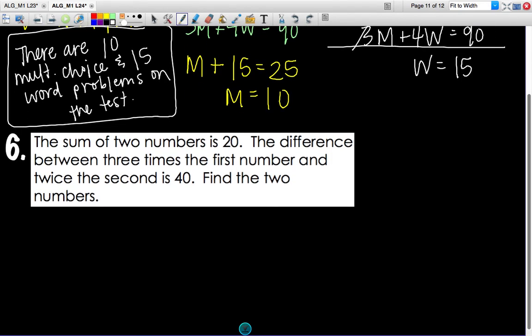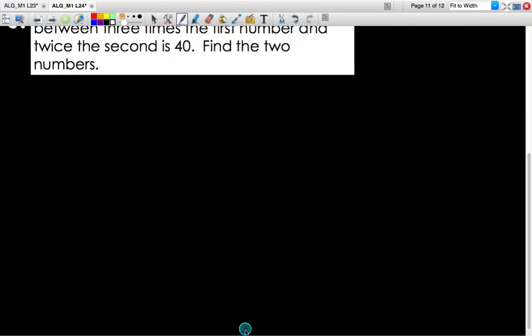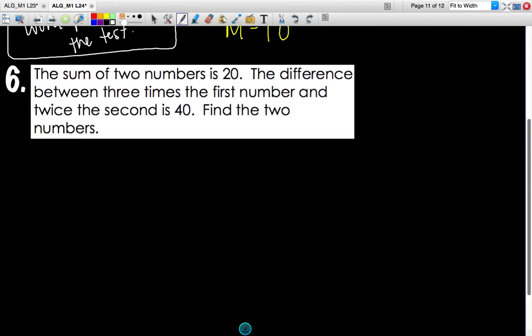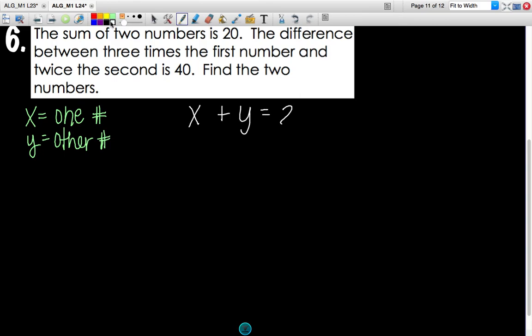Let's look at number 6 here. The sum of two numbers is 20. So this is really similar to that first exercise we did. Oh, sorry. The sum of two numbers is 20. So let's just pick x and y. X equals one number. Y equals the other number. So the sum of two numbers is 20, so x plus y equals 20. The difference between 3 times the first number, so 3 times the first number, and they said difference, and twice the second is 40. Find the two numbers.